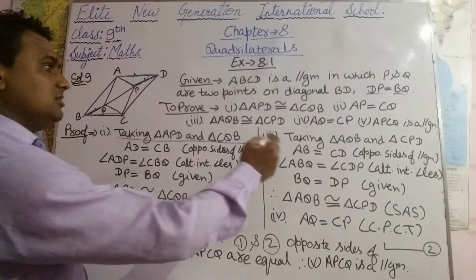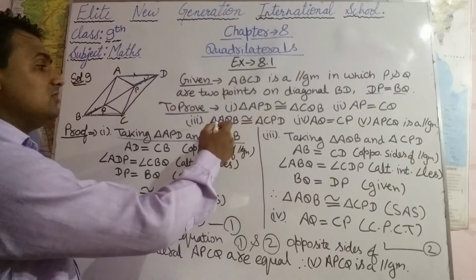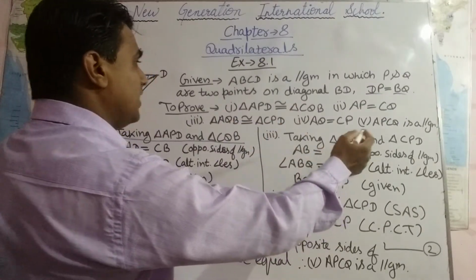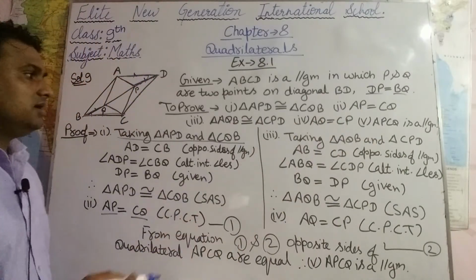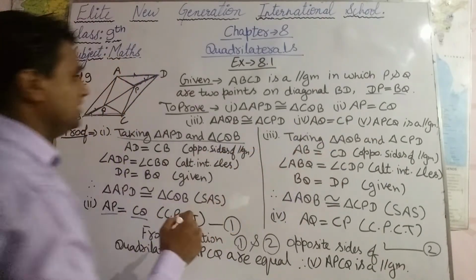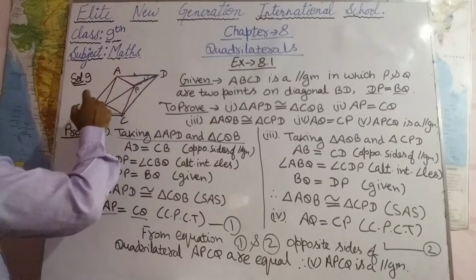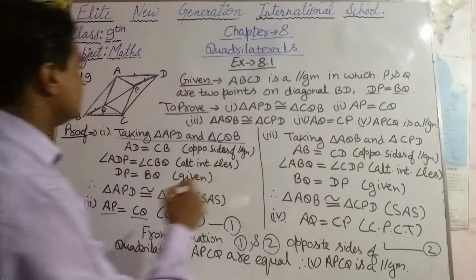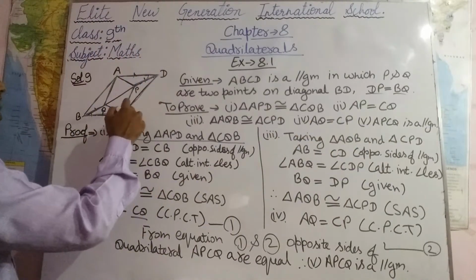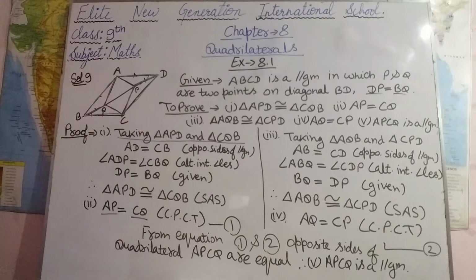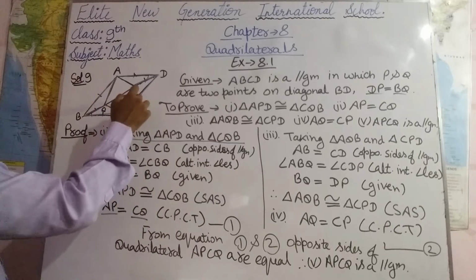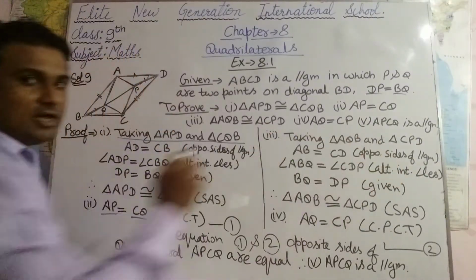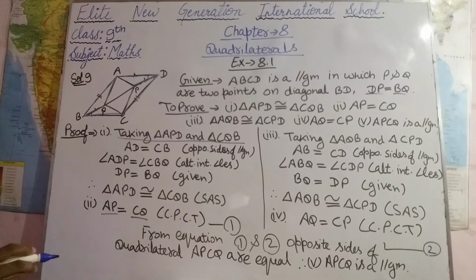Now after this, see its third part. In the third part, we can take triangle AQB and triangle CPD. So in triangle AQB and triangle CPD, first of all, AB equals CD. These are opposite sides of a parallelogram. So we can say that opposite sides of a parallelogram are equal. So AB equals CD.